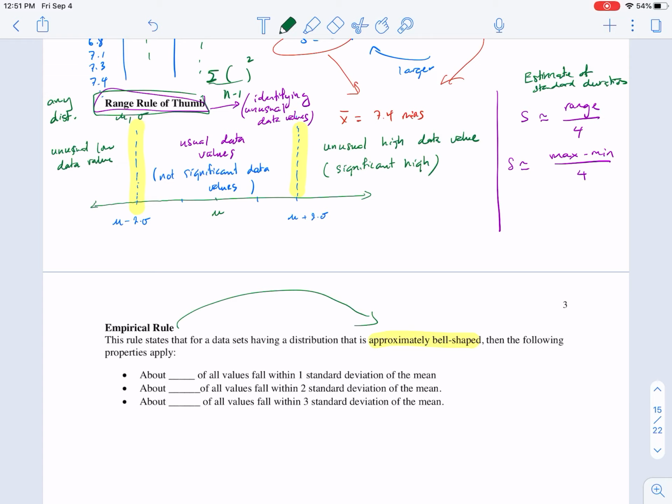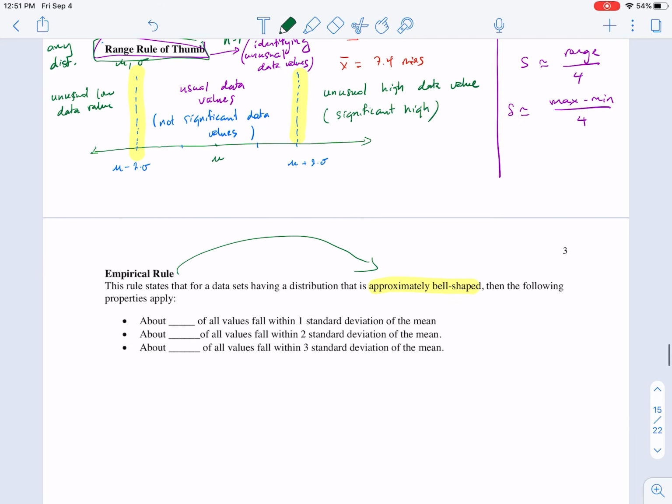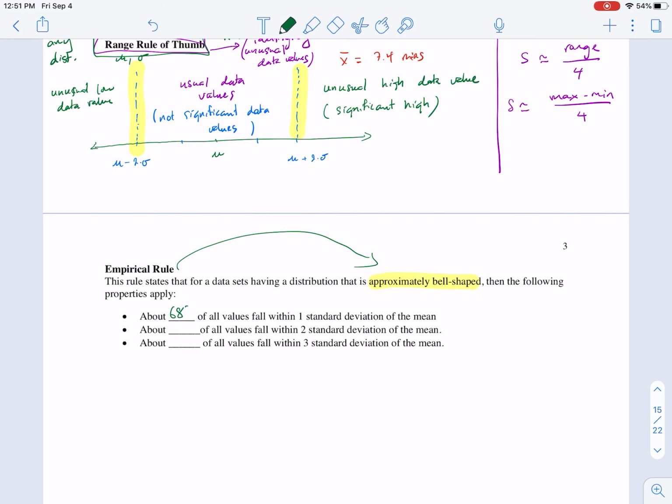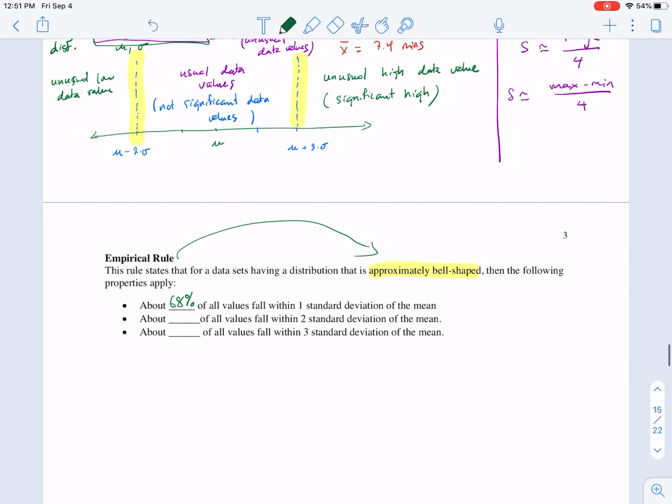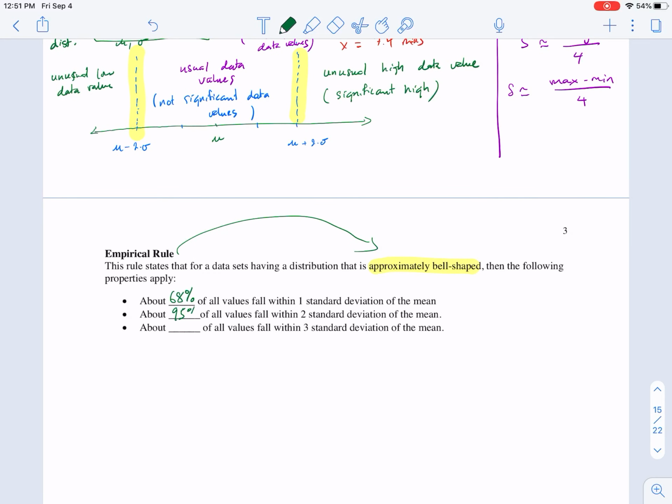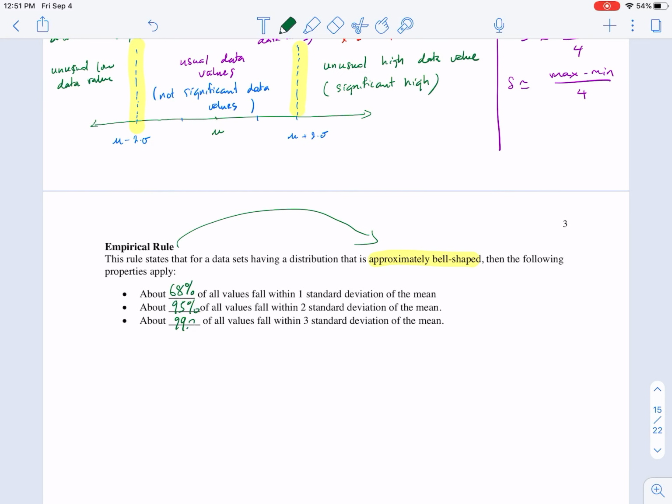Okay, so the empirical rule says that given a distribution that is approximately bell-shaped, we can estimate the percentage of data values that fall within a certain number of standard deviations of the mean. So they say that the percentage of values within one standard deviation of the mean is about 68%. If it's two standard deviations of the mean, it's 95%. And then 99.7% if it's three standard deviations of the mean.